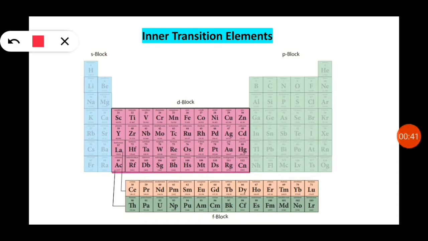These elements are also known as inner transition elements because of their position in between the transition elements, that is the D block elements. You can see here the lanthanum and actinium. These are the elements of D block. After lanthanum there is lanthanide series from cerium to lutetium, that is atomic number 58 to atomic number 71. Similarly, after actinium we have actinide series, that is from thorium to lawrencium. So these are the two series of inner transition elements, and this shows the position in the periodic table.